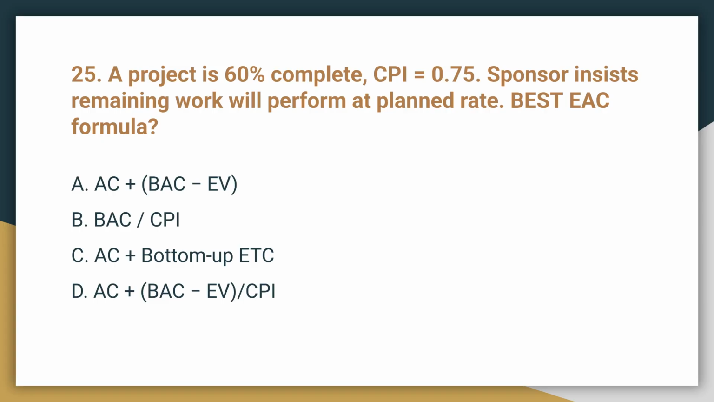Question 25. A project is 60% complete with a CPI of 0.75. The sponsor insists the remaining work will perform at the planned rate. Which is the best EAC formula? The correct answer is A, AC plus BAC minus EV. If the remaining work performs as planned, the estimate to complete equals the remaining budget, which is BAC minus EV.